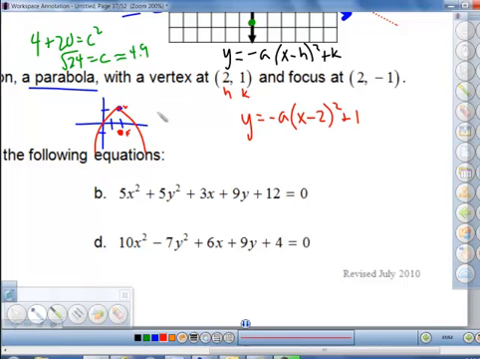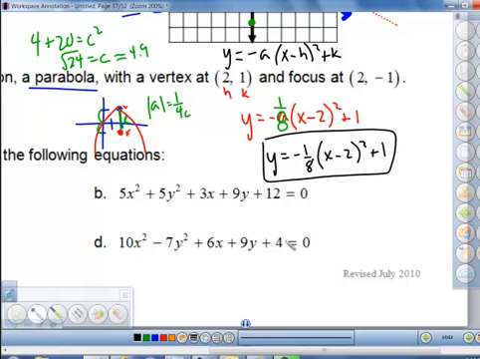Now there was a connection between the a and this distance here. Do you guys remember this distance? Good. So the absolute value of a equals 1 over 4c. So c is this distance right here, so that is 2. If c equals 2, what's 4 times 2? 8. So watch this move. Bam. That looks ugly, so I'll do it again. Looks like the Grinch or something. So negative 1/8 times (x minus 2) squared plus 1. So that is the equation of that parabola.